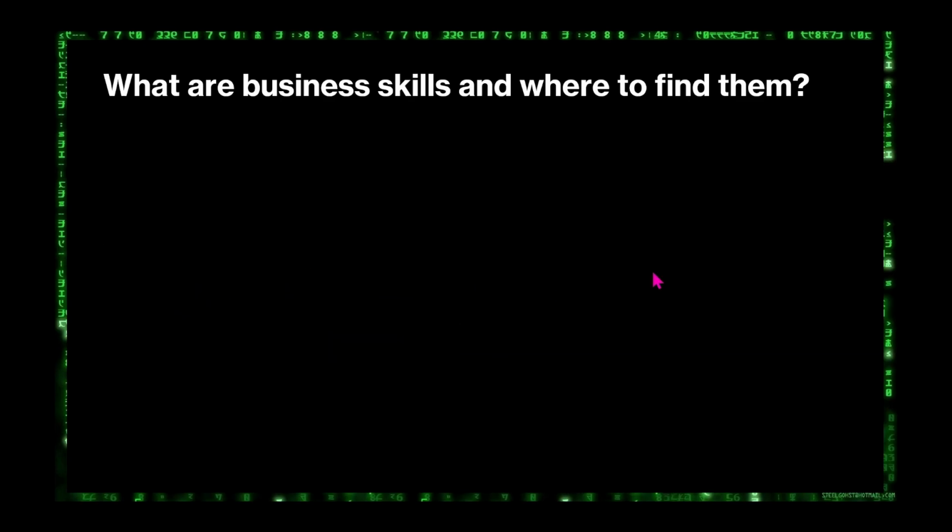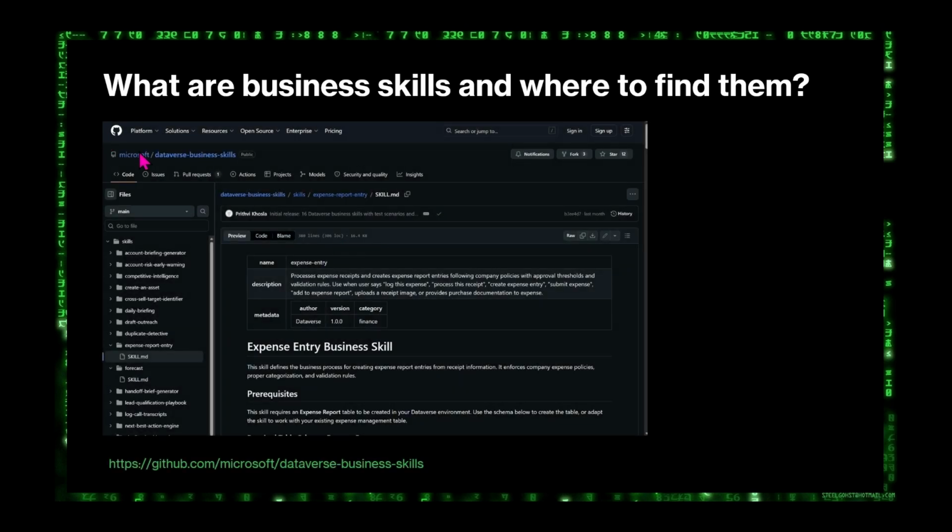But if you dig a bit deeper, then you will find this GitHub site here that includes a couple of examples. For example, how to do an expense report entry, how to do a forecast. They give you an idea what these business skills look like, how the code looks behind the scenes, and what you can use them for. These examples can be downloaded and you can import them in your environment, which gives you a really hands-on starting point to make use of them.